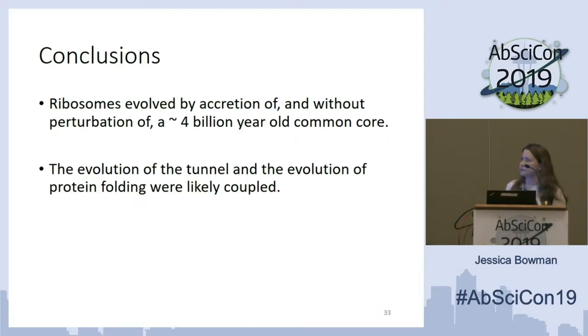So my conclusions today are that ribosomes evolved by accretion of, and without perturbation of, a 4 billion-year-old common core, and that the evolution of the tunnel and protein folding were likely coupled.